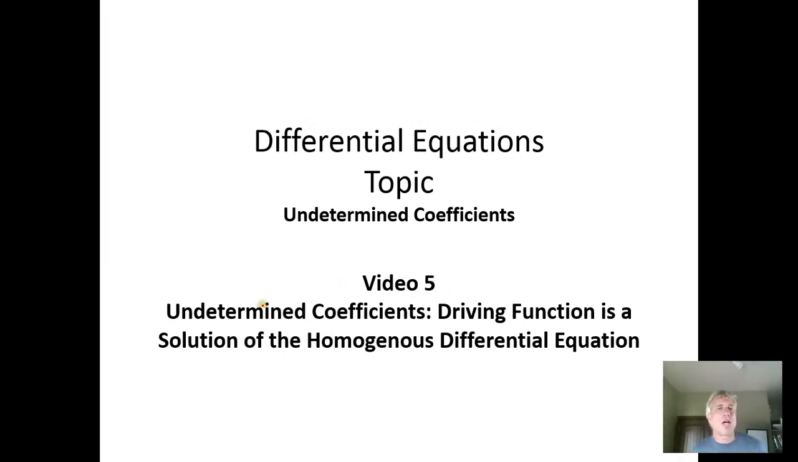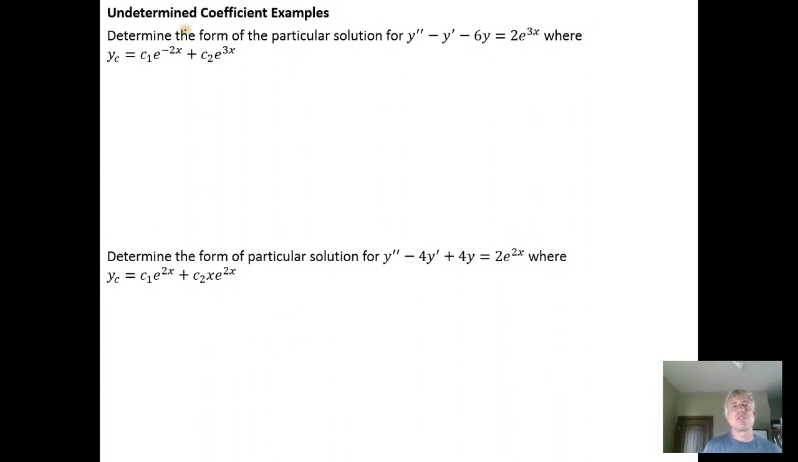So in this video, we're going to look at the undetermined coefficient method when the driving function happens to be a solution of the homogeneous differential equation. So it says determine the form of the particular solution for y double prime minus y prime minus 6y equals 2e to the 3x. And we're given that the complementary solution is c sub 1 e to the negative 2x plus c sub 2 e to the 3x.